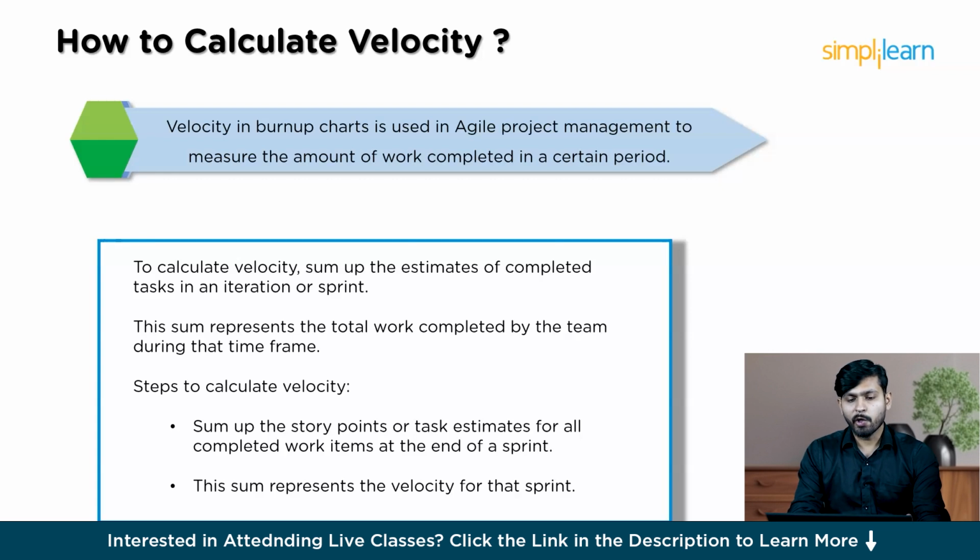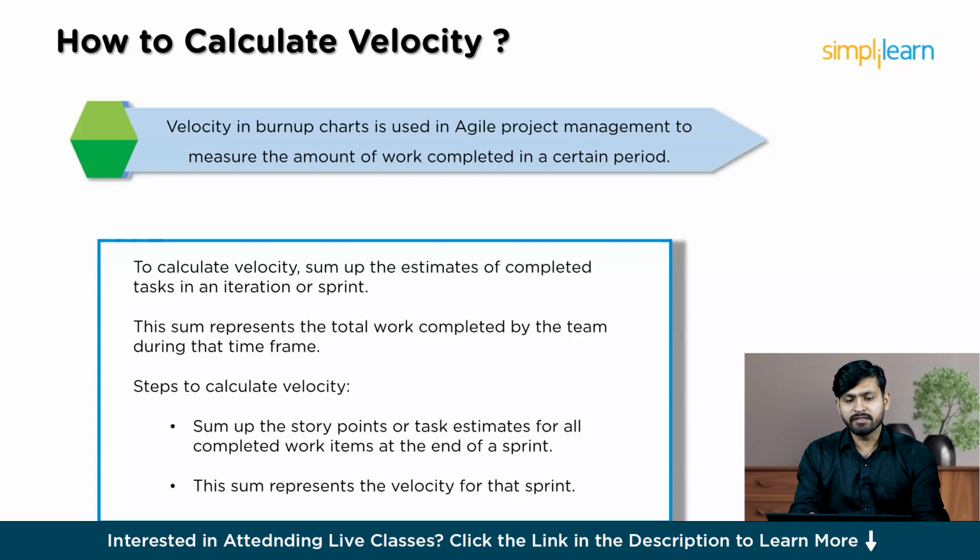To calculate the velocity, follow these steps. First, at the end of the sprint, sum up the story points or task estimates for all the completed work items. Second, this sum represents the velocity for that sprint. For example, if during a 2-week sprint, the team completes an estimated 30 story points, then the velocity of that sprint is 30. Velocity is a useful metric for predicting how much work a team can complete in future sprints.